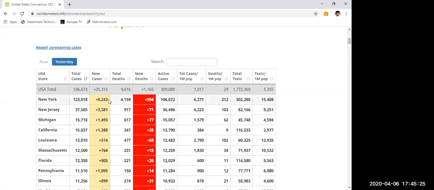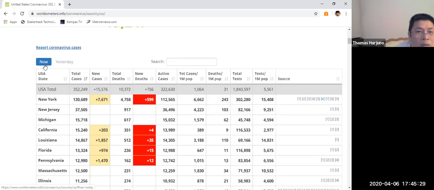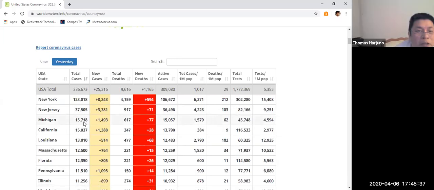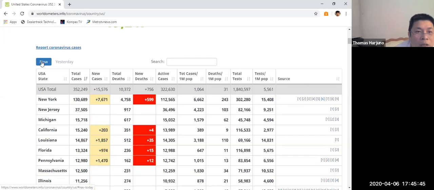Well, California did improve a lot. If you think about it, that's true. From Saturday to Sunday, the increase was 1,300, right? But from yesterday to today, only 203. Of course, this is not the end of the day yet, so this may increase.